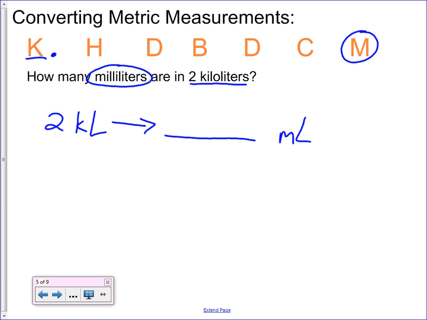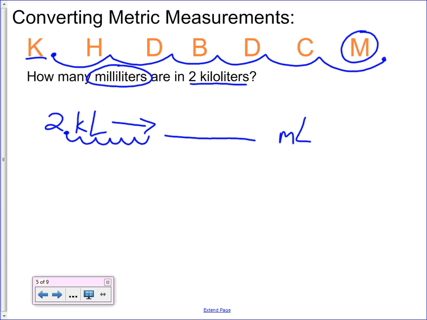So let's count how many times we're going to move our decimal. 1, 2, 3, 4, 5, 6. So I have to do the exact same thing from here. If I put my decimal, 1, 2, 3, 4, 5, 6. So I'm going to fill it with 6 zeros. So 1, 2, 3, 4, 5, 6, which is going to give me 2 million milliliters. Hopefully that's the answer that you came up with.